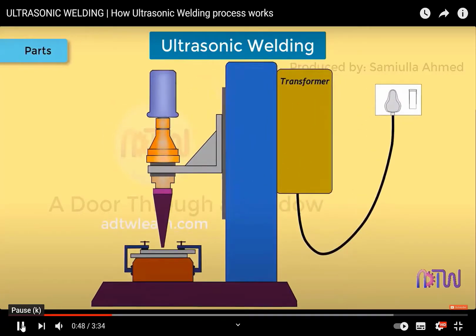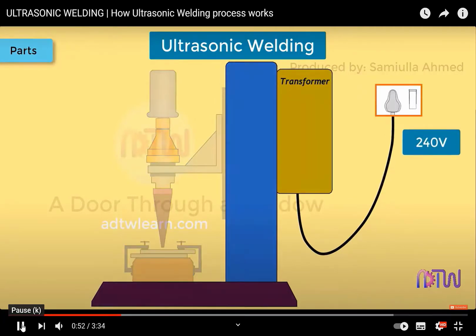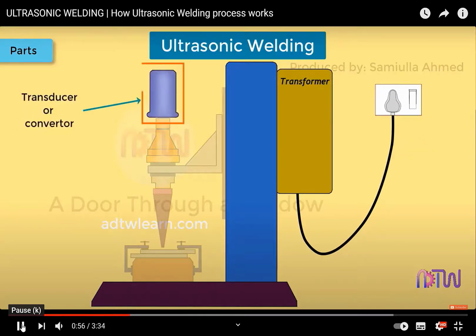Parts of ultrasonic welding machine. Power supply. A normal line voltage of 240 V is applied. Transducer or converter. A converter is used to convert the high-frequency electric signal into high-frequency mechanical vibration, and it does so by using the piezoelectric effect.